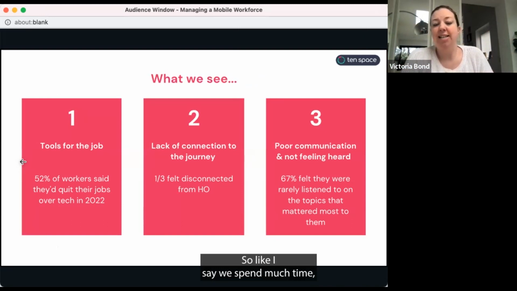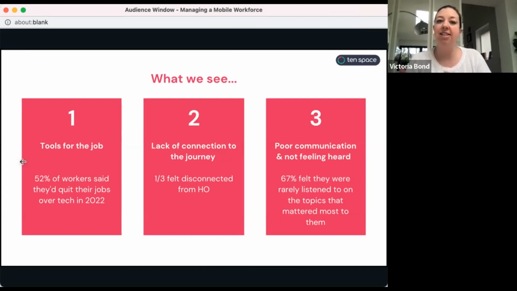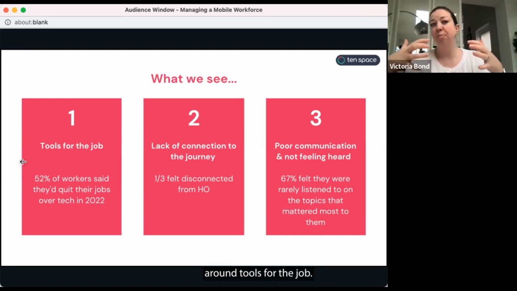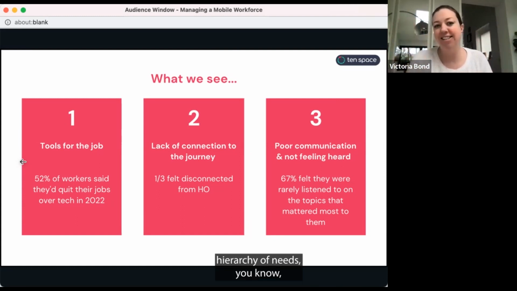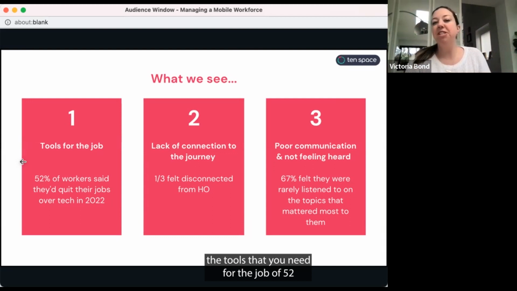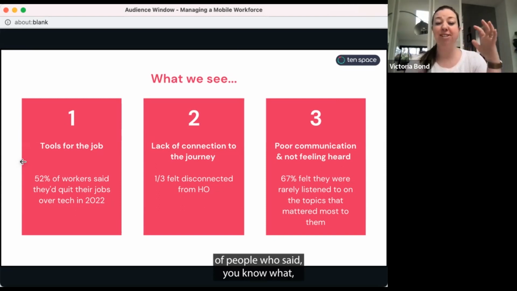So what are some of the other things that we see? Like I say, we spend time exploring engagement with these types of populations, and often there's a mix of types of employees within these organisations. But in the remote, dispersed, deskless workforces, we often see comments around tools for the job. It's that hierarchy of needs, do you remember that triangle? At the bottom it's, have you got the tools that you need for the job? We often see comments around frustration with technology in their roles. In wider research, 52% of workers said that they'd quit their jobs over tech in 2022.